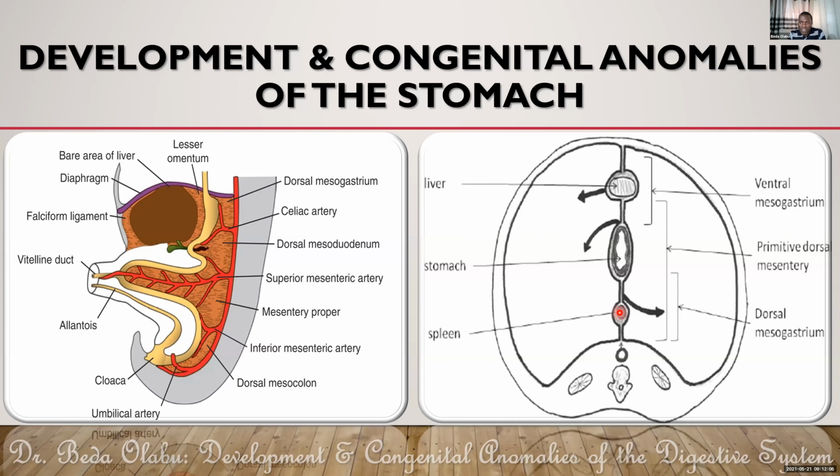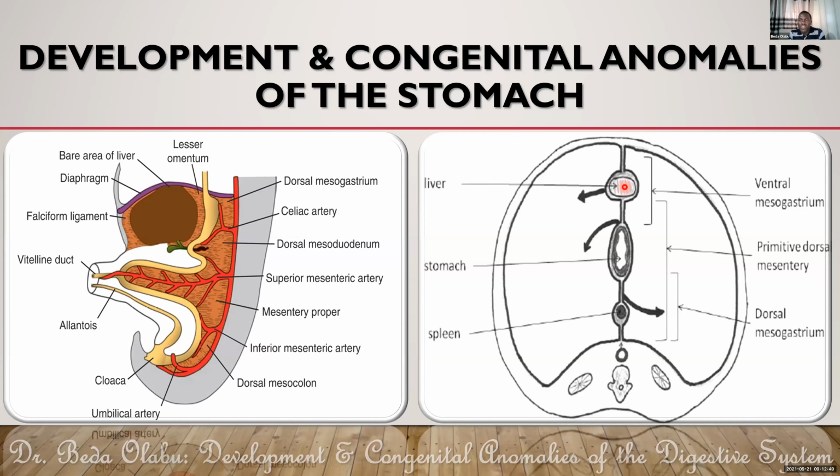As the stomach rotates, the ventral border goes to the right, so this is the right side of the patient, and the dorsal border goes to the left, it will move with the mesogastrium. So the dorsal mesogastrium goes to the left together with the spleen, and that's why the spleen is on the left of the individual. While the ventral mesogastrium goes to the right together with the liver, and that's why the liver is to the right of the patient. That's how the stomach rotates and influences the rotation of the other organs as well.